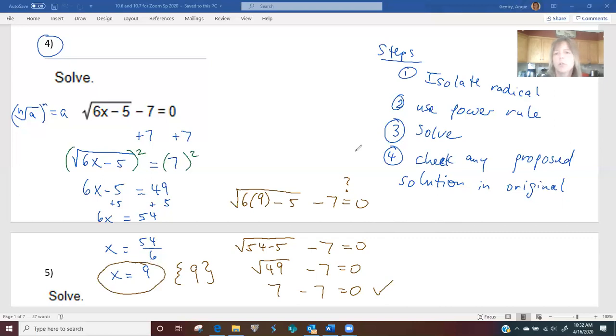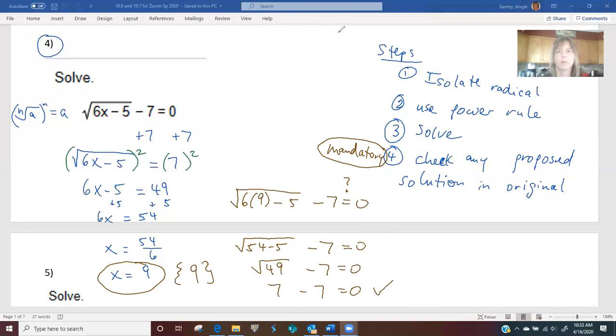But you do need to check, okay, this is mandatory. And anytime you have a radical to begin with, it's mandatory. Okay, so I repeat myself a lot, but I'm trying to make some points that are critical, where students get in trouble a lot, you know.